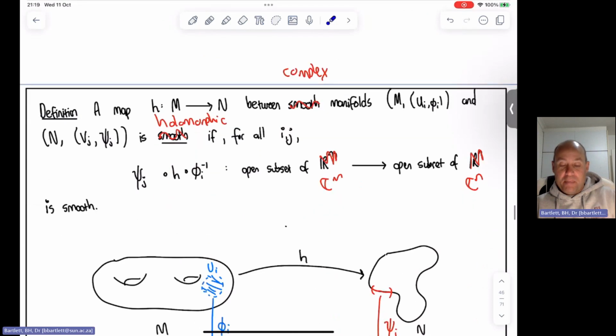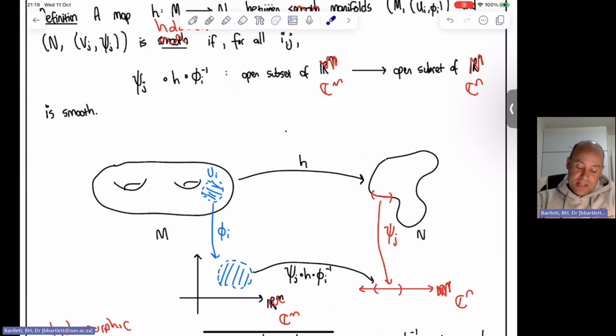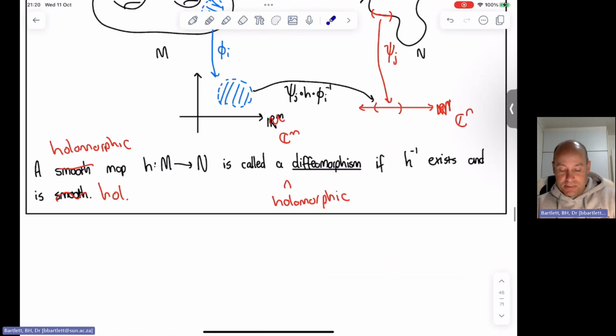Okay, and a map between complex manifolds is called holomorphic if at the level of charts, once you get a map between C^m and C^n, then this composite map here, which is just a map from an open subset of C^m to an open subset of C^n, that map has to be holomorphic. Okay, again, meaning when you fix all the coordinates except one, then that's a holomorphic function of a single variable.